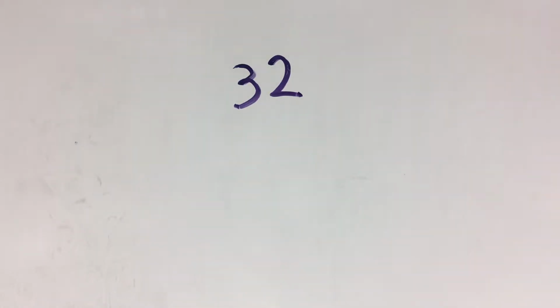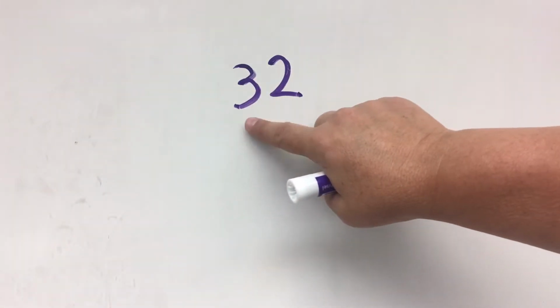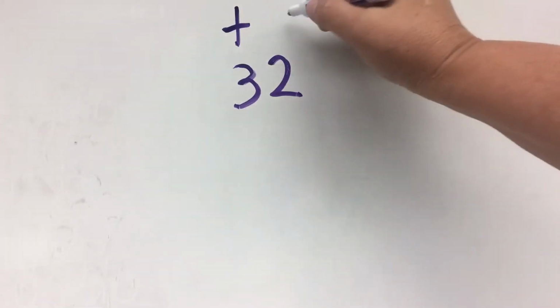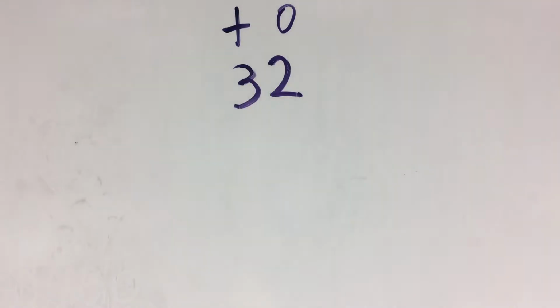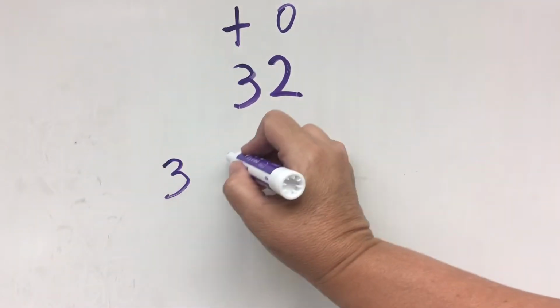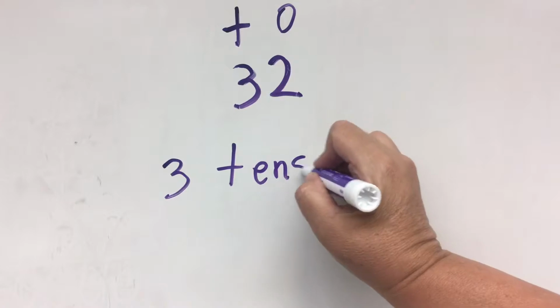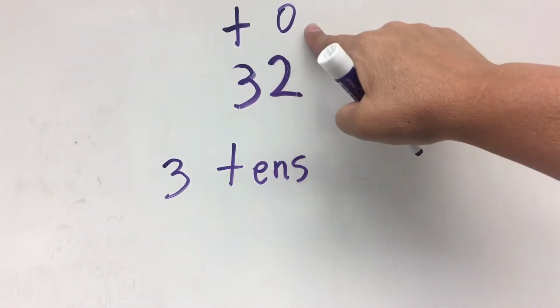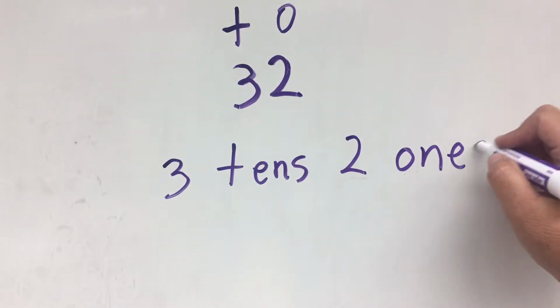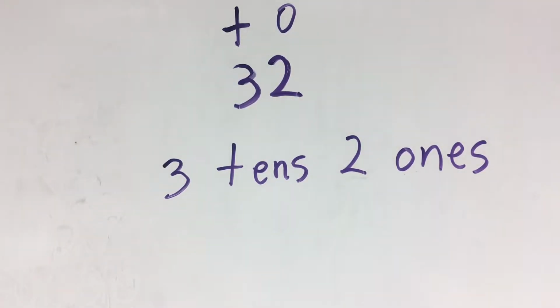How can I represent the number 32 with numbers and words? So I have the number 32, it has 2 digits. So the 3 is in the tens place and the 2 is in the ones place. So if I wanted to represent this one with numbers and words, I would say 3 tens. So I write 3 and then tens. And I would say 2 ones. So I would put 2 ones. Now that is one way to represent the number.